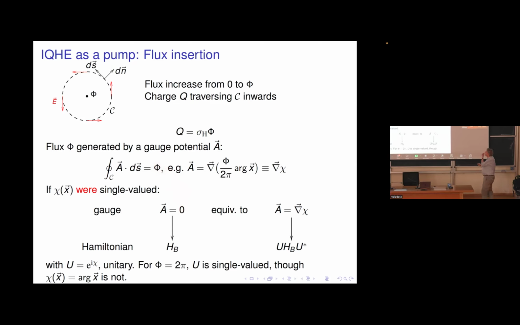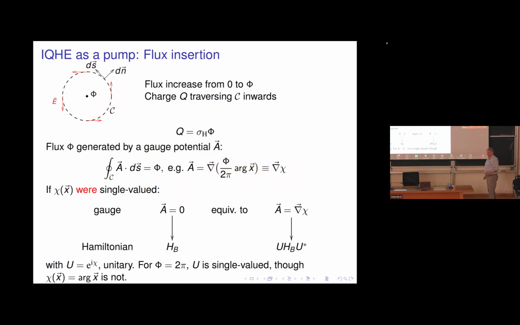And a solution to this equation, that is A, that would provide this, is given here. Seemingly it is written as a gradient of this function that you see here. It's called chi. Indeed, if you integrate the gradient along the circle, then you just get the value at the beginning minus the value at the end, and the argument has increased by 2 pi, so then it's just phi.